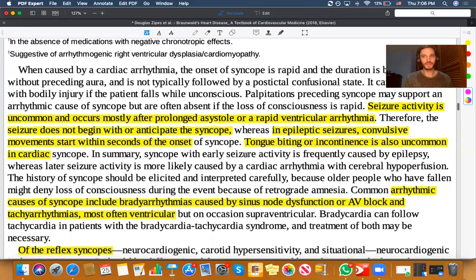Then we have seizure activity, which is uncommon and occurs when we are talking of this cardiac source. Seizure activity is uncommon and occurs mostly after prolonged asystole or a rapid ventricular arrhythmia. Seizure does not begin with or anticipate the syncope. In epileptic seizures, convulsive movements start within seconds of the onset. Tongue biting or incontinence is also uncommon in cardiac syncope.